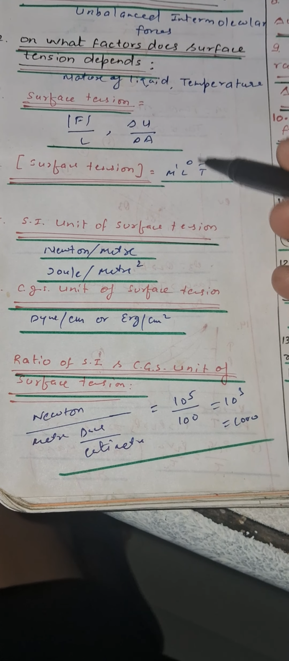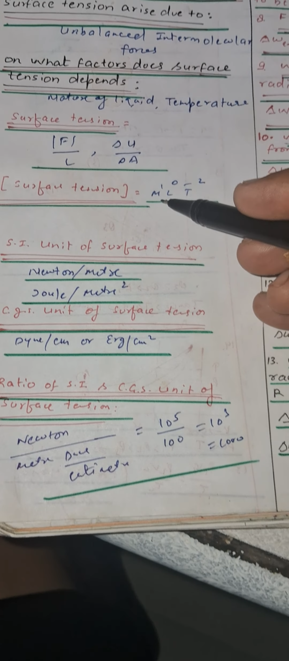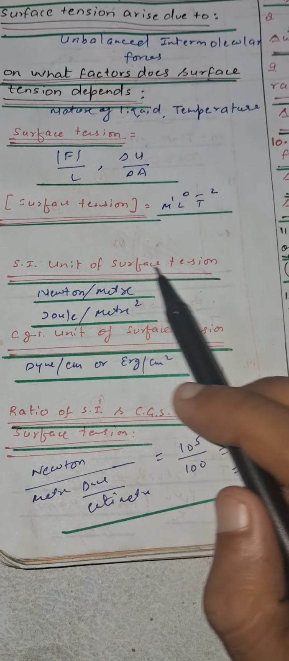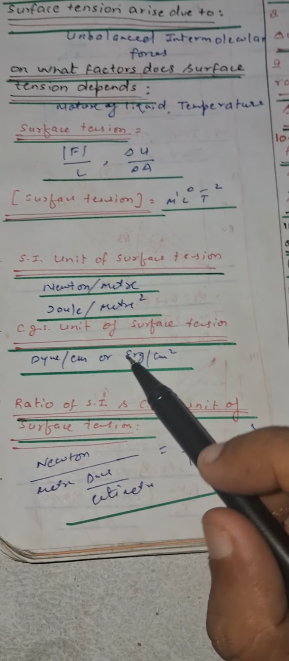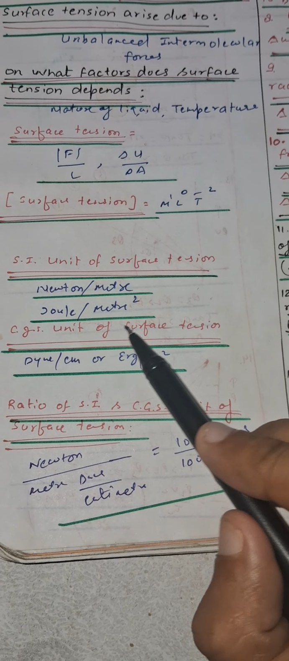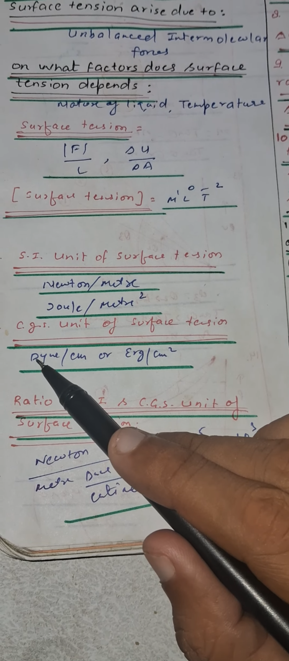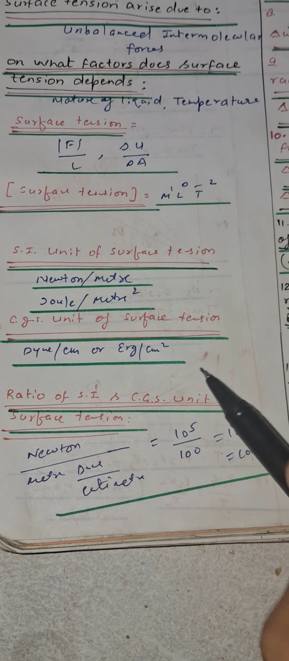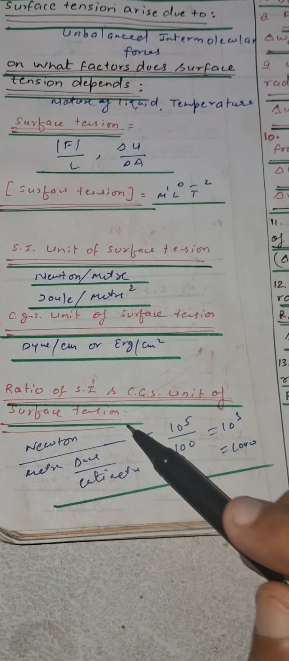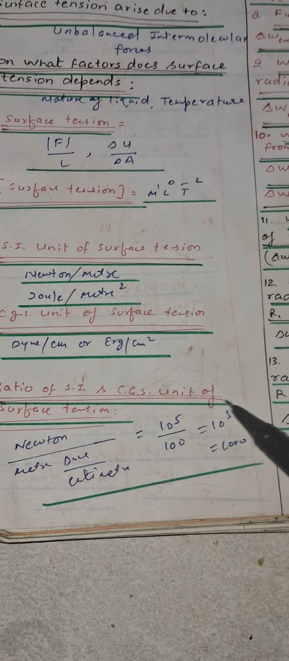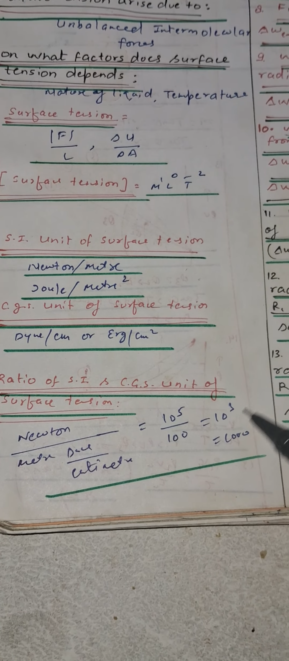Next is the dimension of surface tension. It is force by length, so we have the dimension as M1 L0 T minus 2. Then we have the SI unit of surface tension, which is Newton per meter or Joule per meter square. Then we have the CGS unit of surface tension, which is either Dyne per centimeter or Erg per centimeter square. Then we have the ratio of SI and CGS units of surface tension. So it's 10 to the power 3, as we have calculated over here.